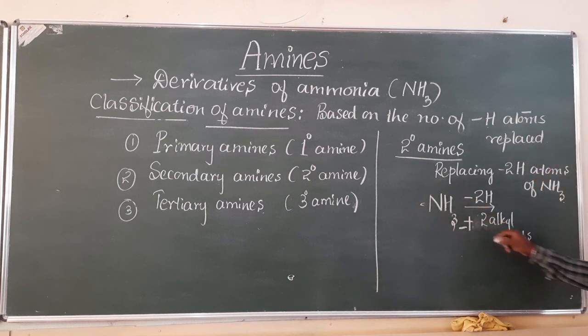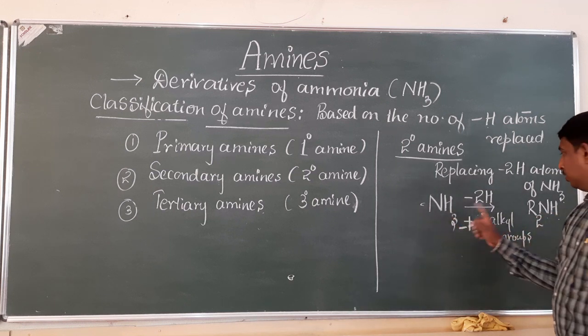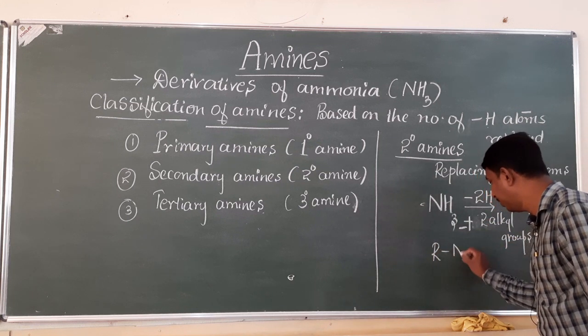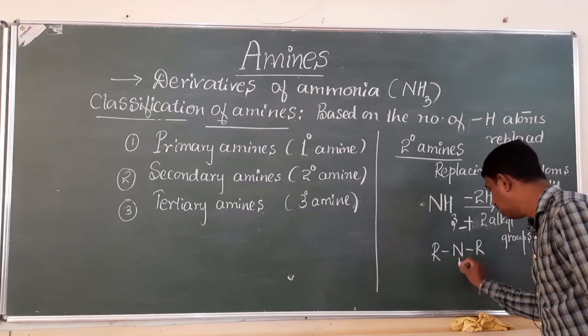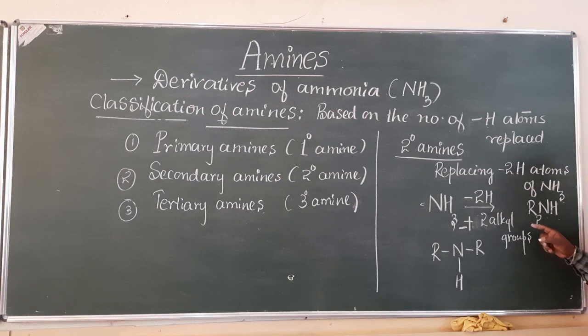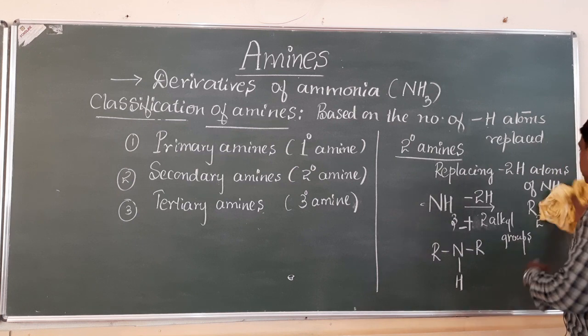So I will replace two hydrogens. What will I get? If I replace two hydrogens, I will get R2, and the remaining part is NH. So R2NH is the general formula of secondary amine. It can also be written as R-NH-R. Examples for secondary amine.